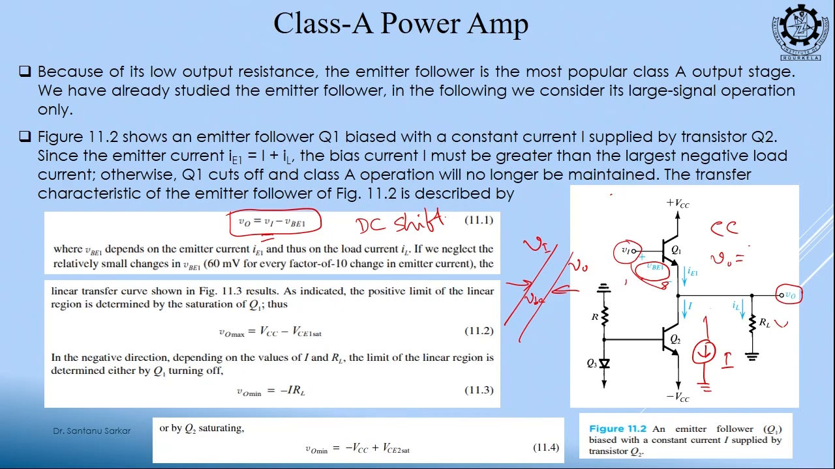So, what is the meaning? Whatever Vi, you subtract VB, VB how much roughly? 0.5, 0.7. So, you subtract that, you will get your V0. Clear?